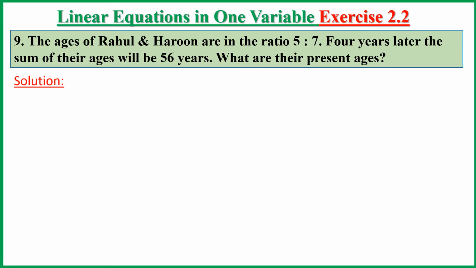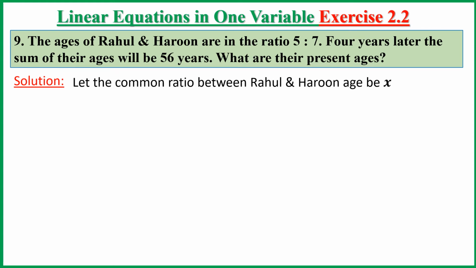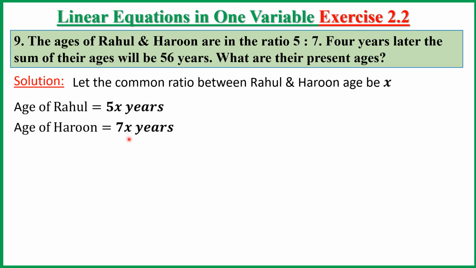As I told you earlier, whenever a ratio question is given, we have to keep the common ratio as x. So let the common ratio between Rahul and Harun's age be x. So Rahul's age is 5x years since they have given us 5:7, and the age of Harun equals 7x years. Next step is 4 years later. That means after 4 years, the sum of their ages will be 56, so the sum of Rahul's age and Harun's age will be 56 after 4 years.